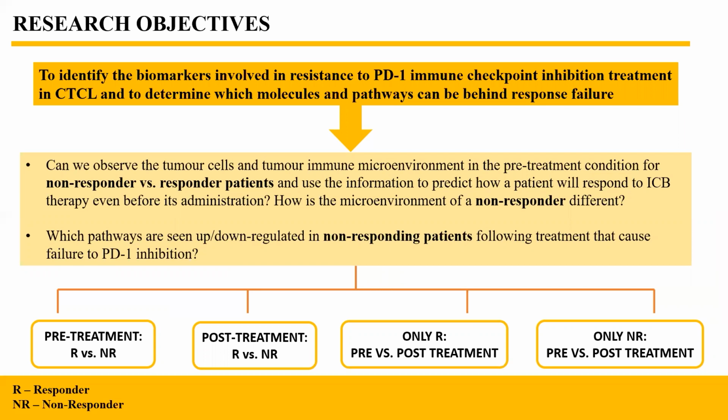To further confirm the results that we see in the pre-treatment conditions, the next groups of analysis were taken to compare between responding and non-responding patients in post-treatment conditions as well, followed up by a comparison within the same group of responders, denoted by R, and within the same group of non-responders, denoted by NR, by comparing their tumor microenvironment profiles before and after treatment. So all in all, I have 4 groups here that I have conducted analysis on in order to gain insight into the type of biomarkers which might be involved in the response failure when this form of PD-1 inhibition is administered.